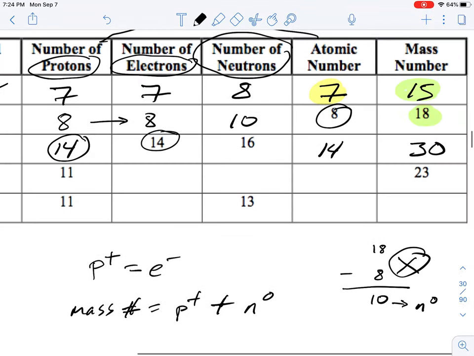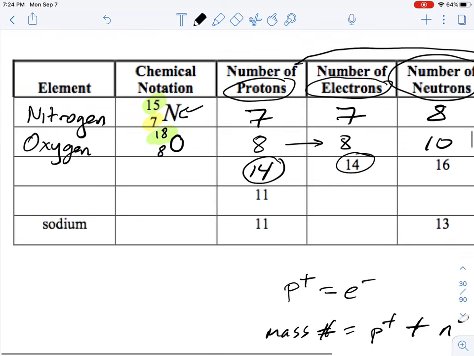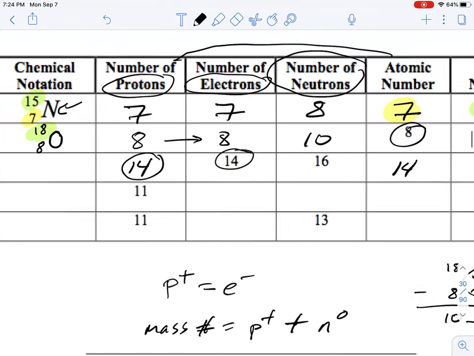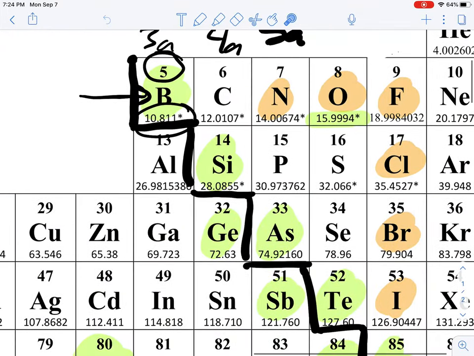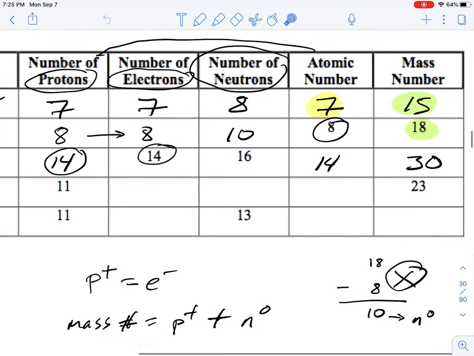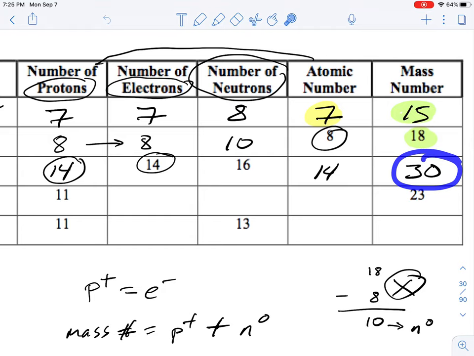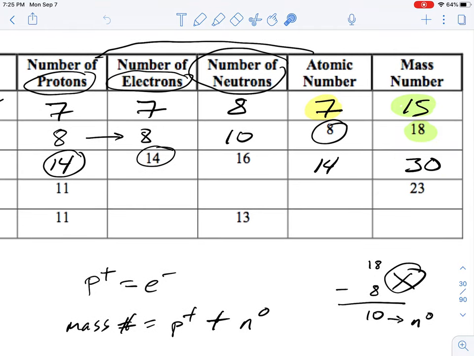And once I have all of that figured out, I need to identify the identity of this element. And I can do so by looking at the atomic number. So number 14 is going to be silicon, or Si. So notice that the mass number is 28 on the periodic table. So that 28 is not the same as the mass number here, which is 30. So that's telling us that we're working with an isotope of silicon.